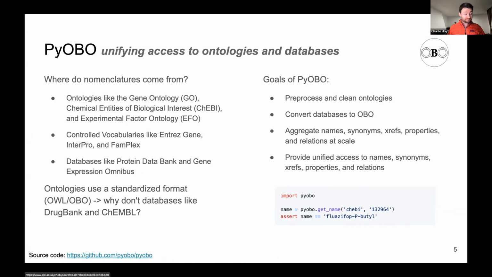This is a problem. So PyOBO is a tool that does a couple things. It helps pre-process ontologies, but it also helps convert databases like DrugBank and ChEMBL into the ontology format. So we can aggregate the names, the synonyms, and all the properties, including cross-references out of these ontologies and databases at scale, and provide unified access, like in this example, to getting the name for something given its prefix and its identifier.